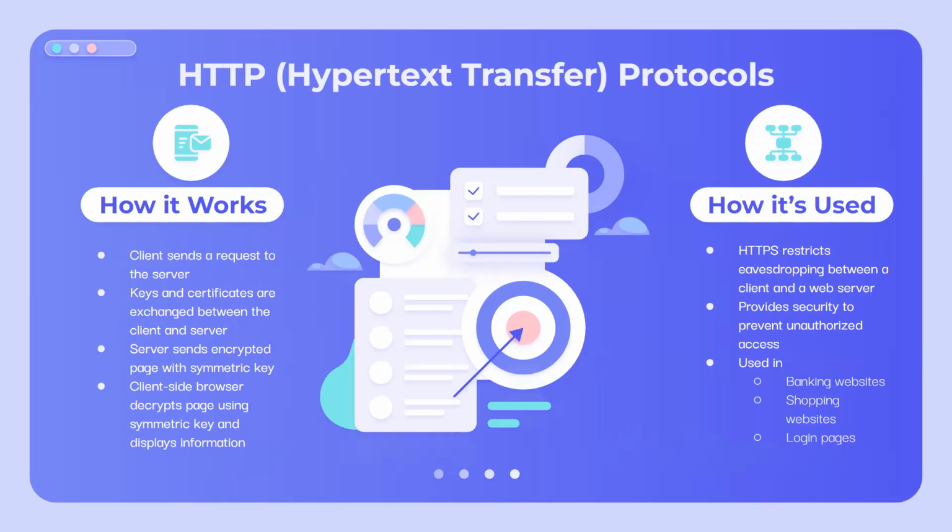The server sends an encrypted page with a symmetric key. What's happening behind the scenes is that the information is being encrypted, because you can't have, for example, a hacker who, while the data is being transmitted, is able to access the information if they have the key. So it needs to be encrypted. Once it's encrypted, the two sides, the client and the server, exchange the keys, and the client side is able to decrypt it with the key and send back the appropriate information. That's basically how it works. For how it's used, again, HTTP protocols facilitate security. They restrict eavesdropping between a client and a web server because the information is being encrypted in between. It's used in things that require security, so banking websites, shopping websites, login pages, et cetera.